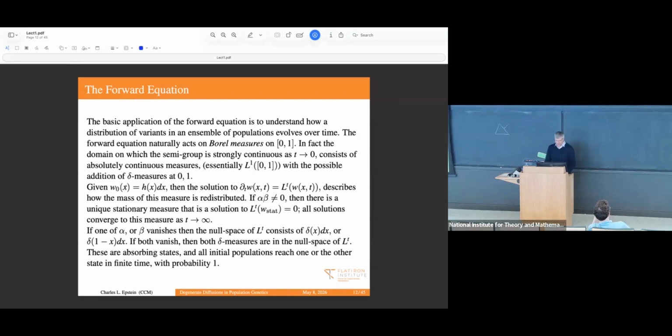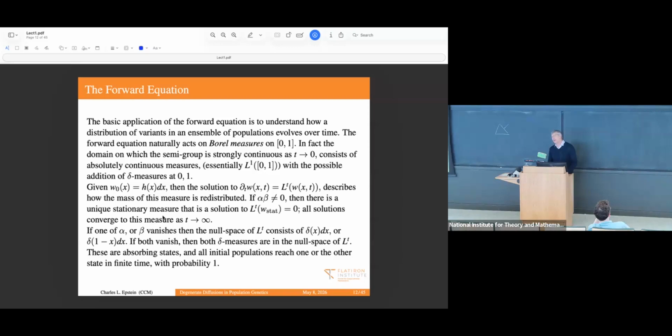Okay, so if you're given an initial h of x dx, the solution then describes how the mass of this measure redistributes with time. If alpha and beta are not 0, that is, if both mutation terms are non-zero, then there's a unique stationary measure. It solves L transpose W stationary equals 0. And what happens is that all solutions will converge to this measure as time goes to infinity.